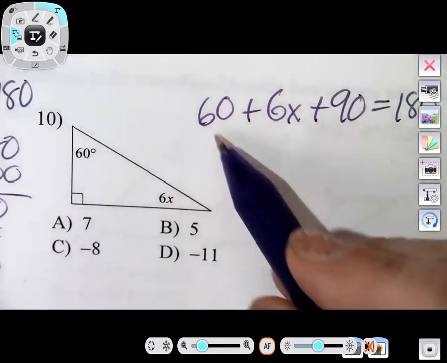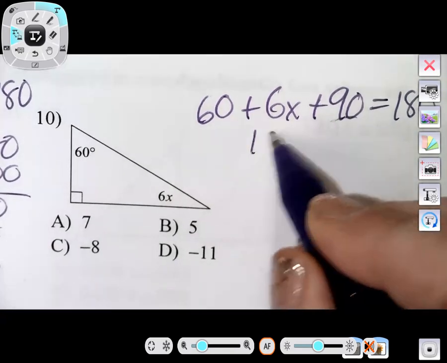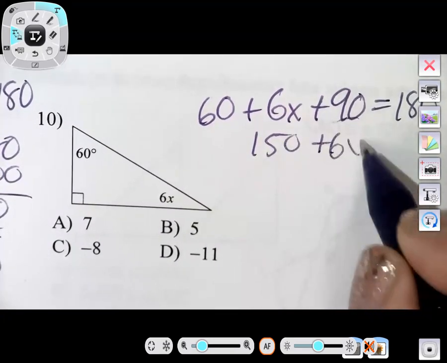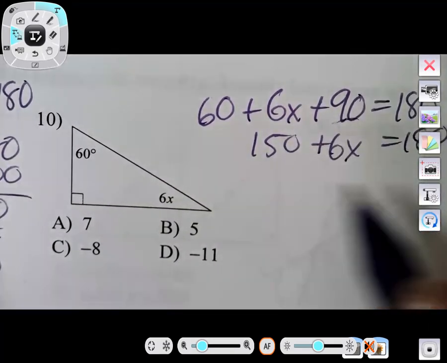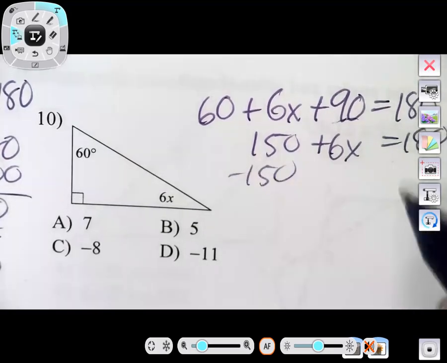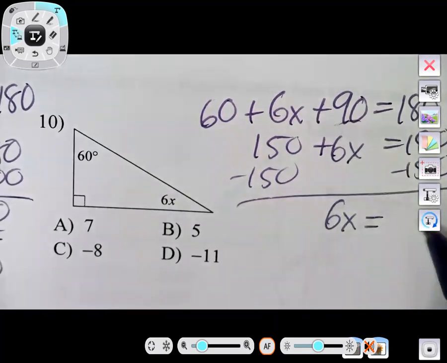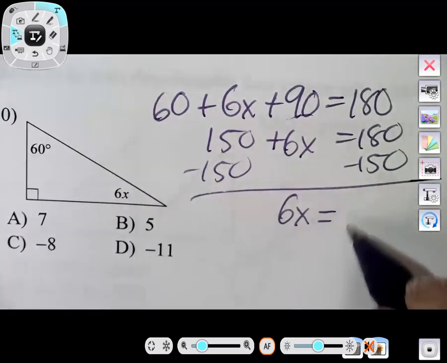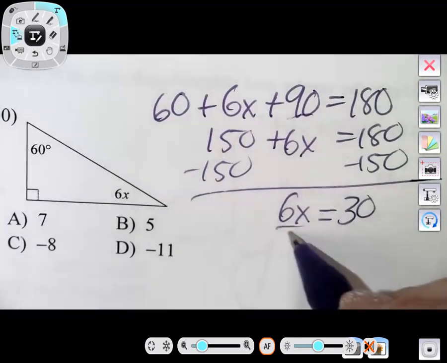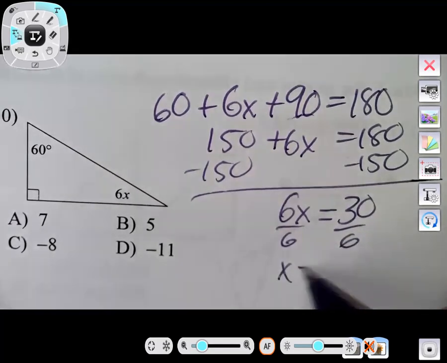And now let's add them together. 60 and 90 is 150. Minus that 150 over. So I get 6x equals 30. Oh, sorry. I didn't realize I was hiding behind some icons there. So it looks like I get 5.